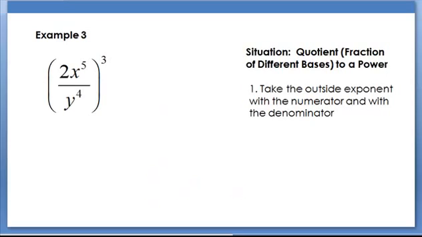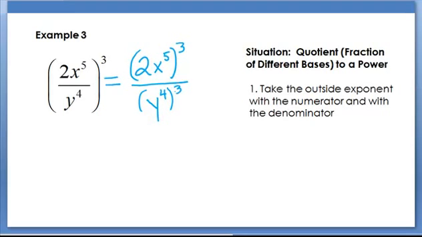For our third example, 2x to the 5th over y to the 4th, the entire fraction to the 3rd power. We will apply the 3 to the numerator and denominator, making 2 problems instead of one large problem. And then we'll apply it to the denominator. On the numerator, you're now back into one of our other exponent rules, which is a product to a power. So you're going to take the 3 to each piece.